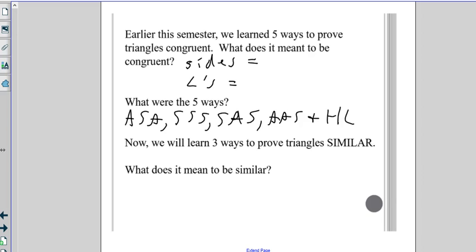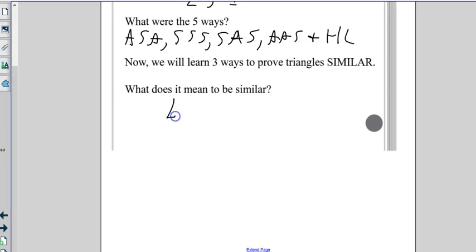Now we're going to learn 3 ways to prove similarity. What does it mean to be similar? Okay? Well, similar means angles are equal, the same, and sides are proportional.